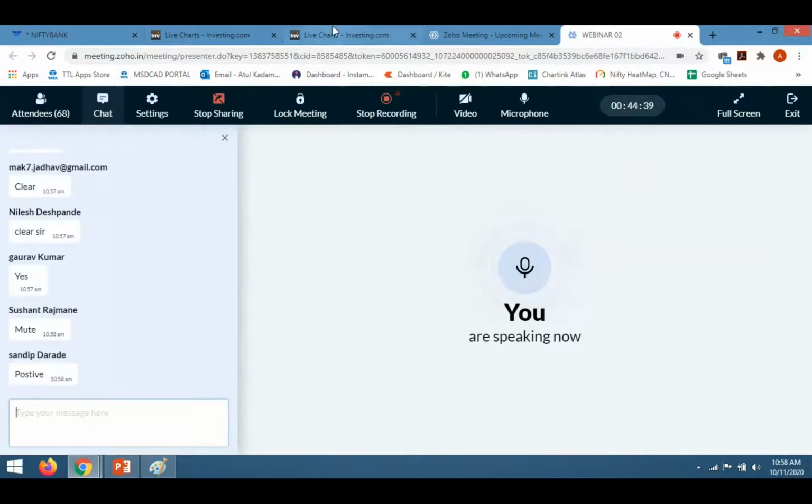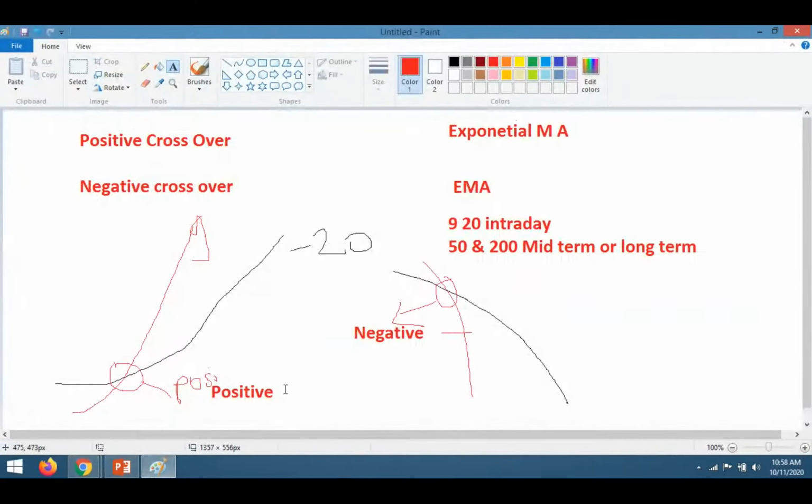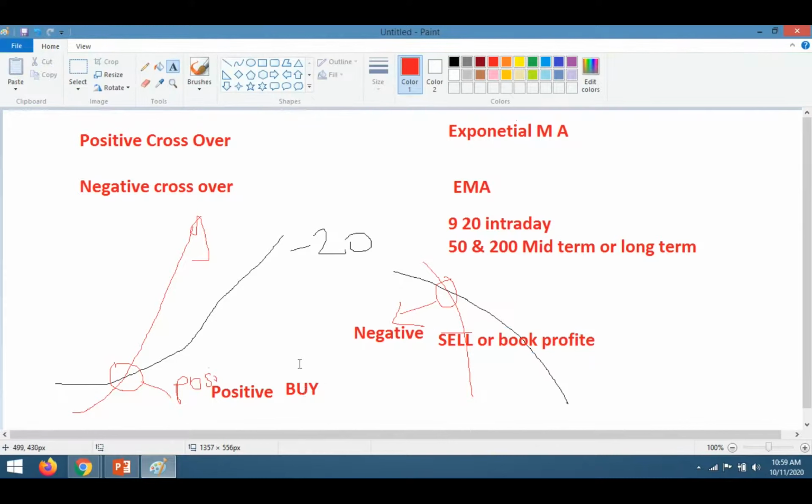So how to trade on that concept? I'll explain it now. Whenever there is a positive crossover, go for buy, okay? And whenever there is a negative crossover, go for sell or book your buy profit. After a positive crossover, when you are in a trade, where to book your profit? Book profit on a negative crossover. So where to exit the trade? Exit the trade on a negative crossover. Okay, clear, Sushant?